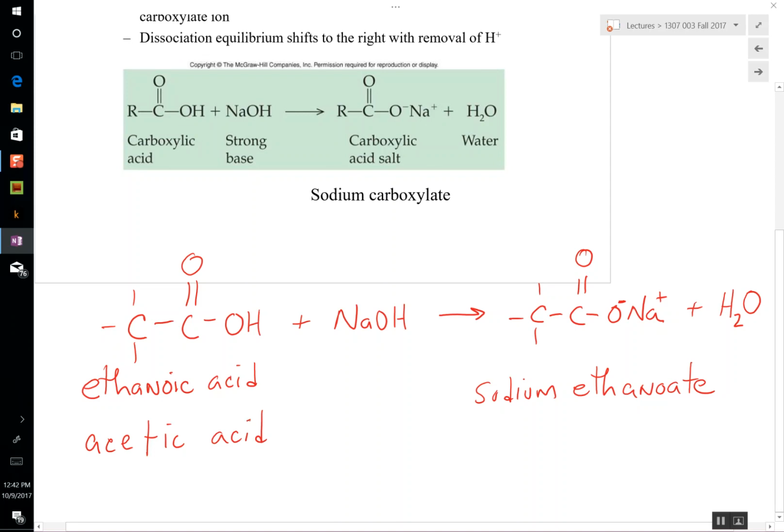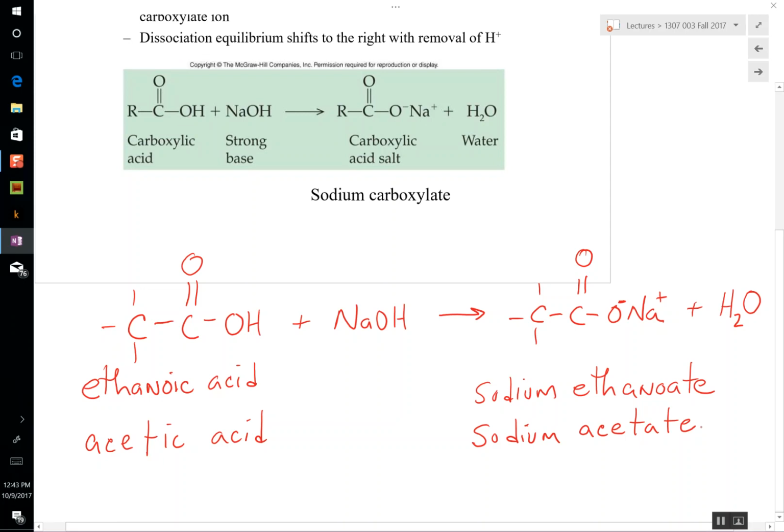Its common name is acetic acid. We'll do the same thing with the common name. We'll drop the IC and add ATE. So those are the two names of that salt, sodium ethanoate or sodium acetate. Sodium acetate is the common name. I mean, it's the most common name you'll see that called.